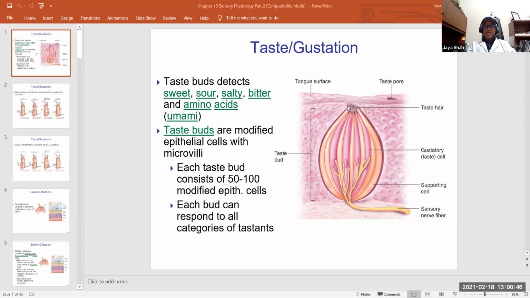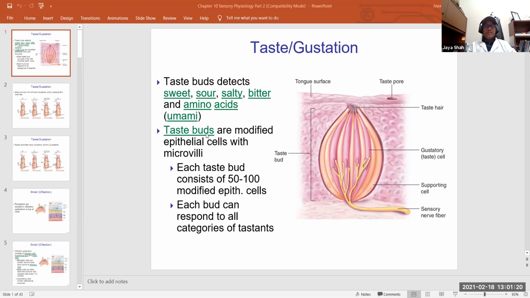So when you put a chemical compound on the tongue surface, it either binds with the receptor or gets inside this receptor. They depolarize and release neurotransmitter. That neurotransmitter binds with these nerve endings, and then they take the impulse to your brain. Okay. So taste buds detect sweet, sour, salty, and bitter. And there is another special taste that is called amino acids or umami taste.